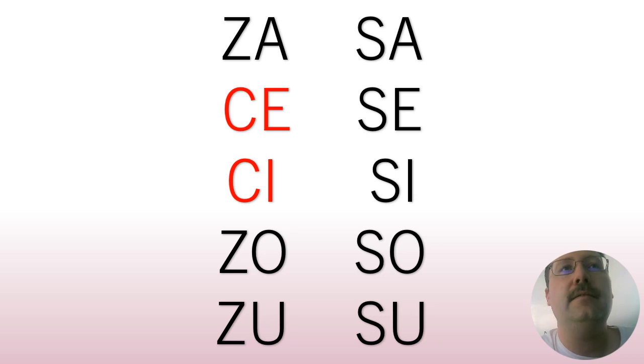And remember, we interchange the Z sometimes with the C if we need that soft sound before different vowels. So sa, se, si, so, su.